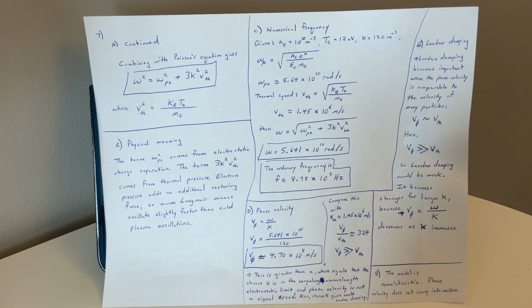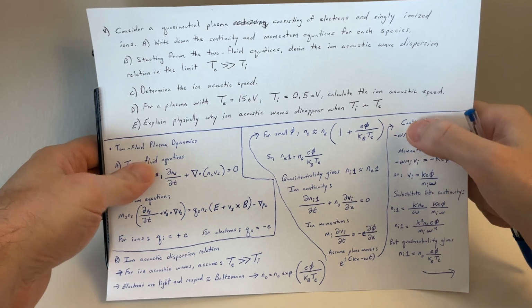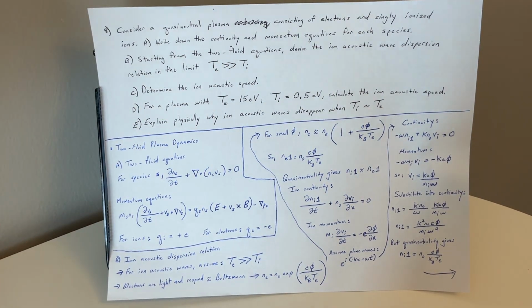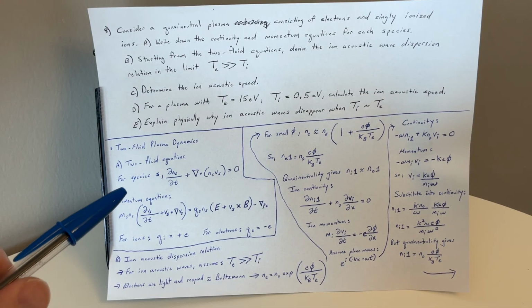So moving along to number 8. Okay, so number 8, let's see what we can do here. Consider a quasi-neutral plasma consisting of electrons and singly ionized ions. Part A, write down the continuity and momentum equations for each species. So this is more textbook. We have a two-fluid plasma dynamics problem here. So two fluid equations for species s.